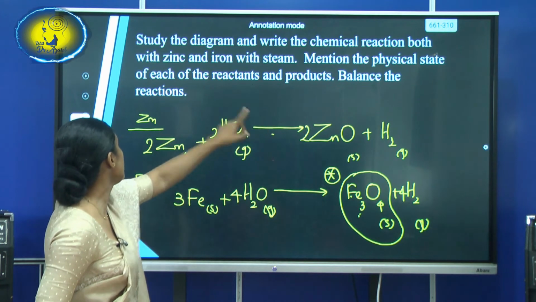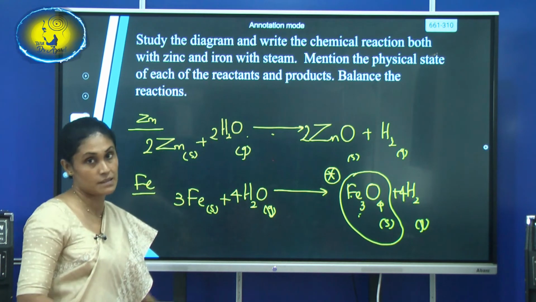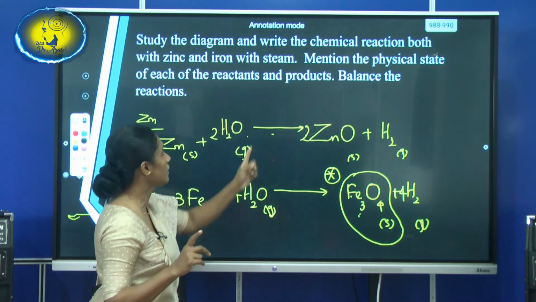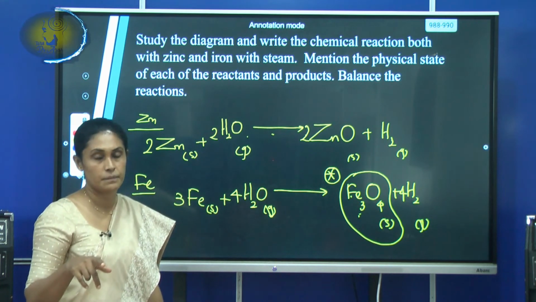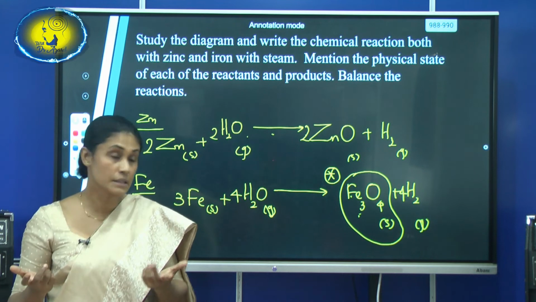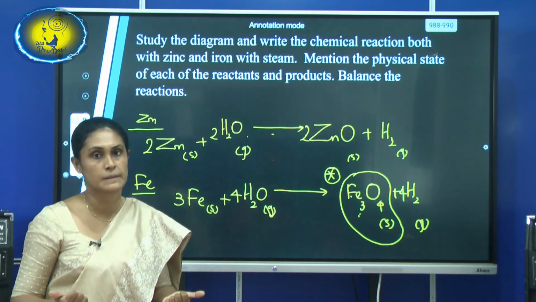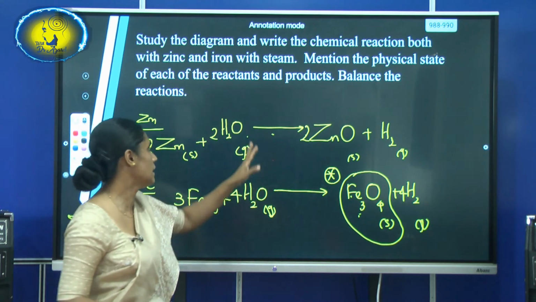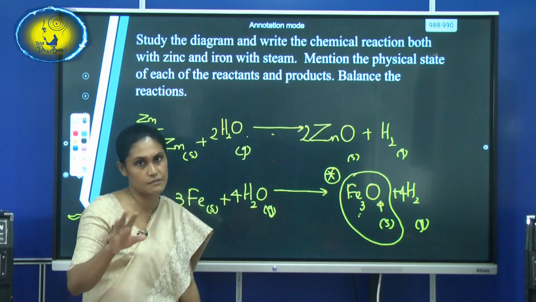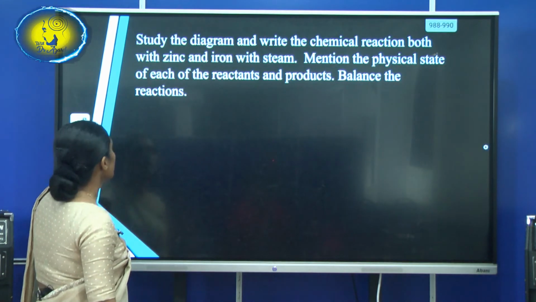Mention the physical state of each of the reactants and the products. Balance the reactions. We did that. And remember, they will cut marks if you did not mark the physical states. If they give 2 marks, 1 mark will be deducted because without the physical states actually no use, right? In some cases in some places they say no need to mention the physical states. That's fine, right? Okay, then we'll move on to the next one.